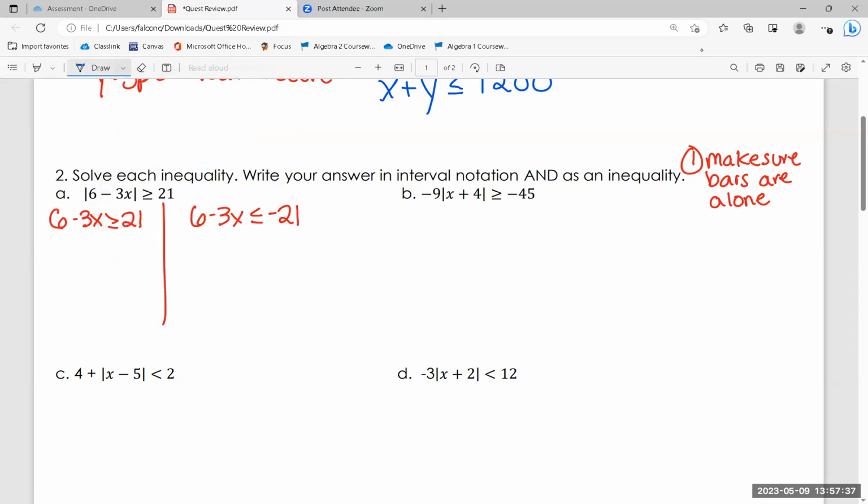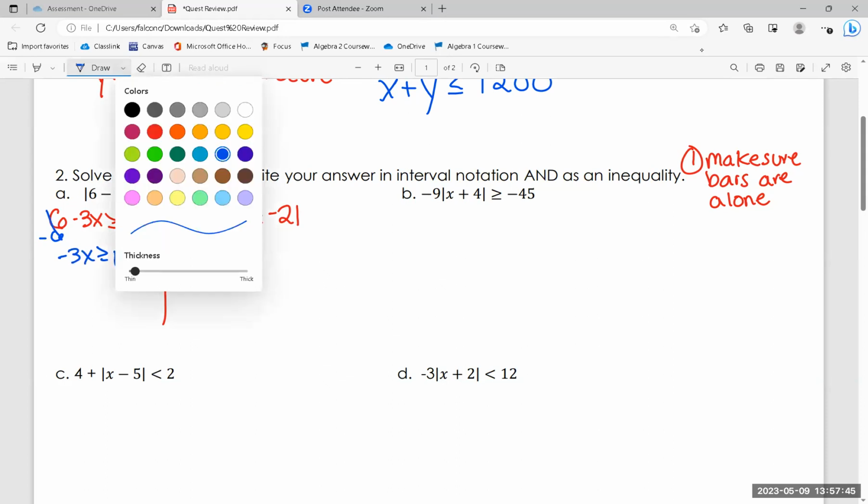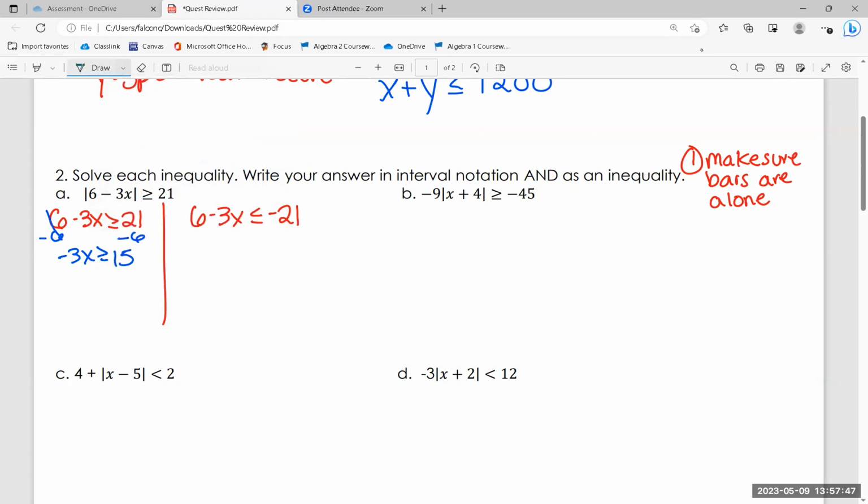Right, so they want us to solve. First thing I would do is subtract this 6. So negative 3x is greater than or equal to 15. Then we would divide both sides by negative 3. So x, and remember when we divide both sides by a negative in an inequality, the inequality flips, and 15 divided by negative 3 is negative 5.